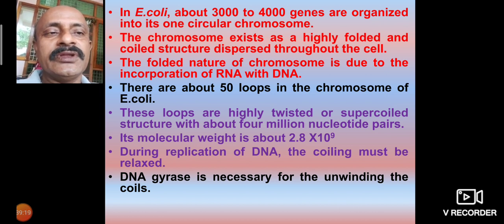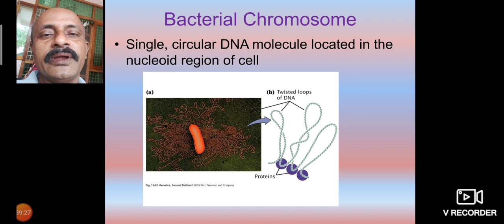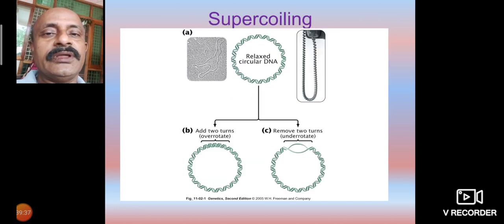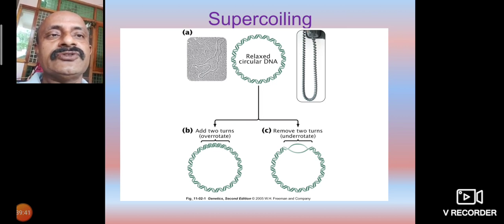During replication of DNA, the coiling must be relaxed. DNA gyrases and other enzymes necessary for unwinding are present. The bacterial chromosome is a single circular DNA molecule located in the nucleoid region. It is supercoiled, and supercoiling is also relaxed when needed.